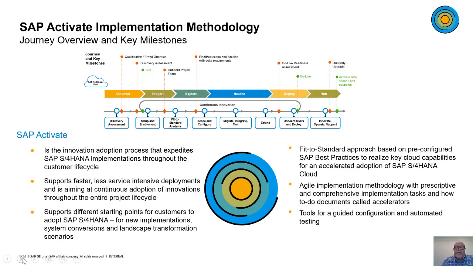This is a nice slide of SAP Activate and the full journey overview and key milestones of Activate. As you can see, the overview of Activate is broken up into 6 phases: discover, prepare, explore, realize, deploy, and run. Some of the key milestones that we mentioned here underneath the phases are the discovery assessment, the setup and enablement of the project, the fit to standard analysis and the fit to standard workshops, the scope and configuration aspect of the realize phase, migration, integration, and testing, extensions, onboarding users and deploying the software, and the innovation, operations, and support as well.